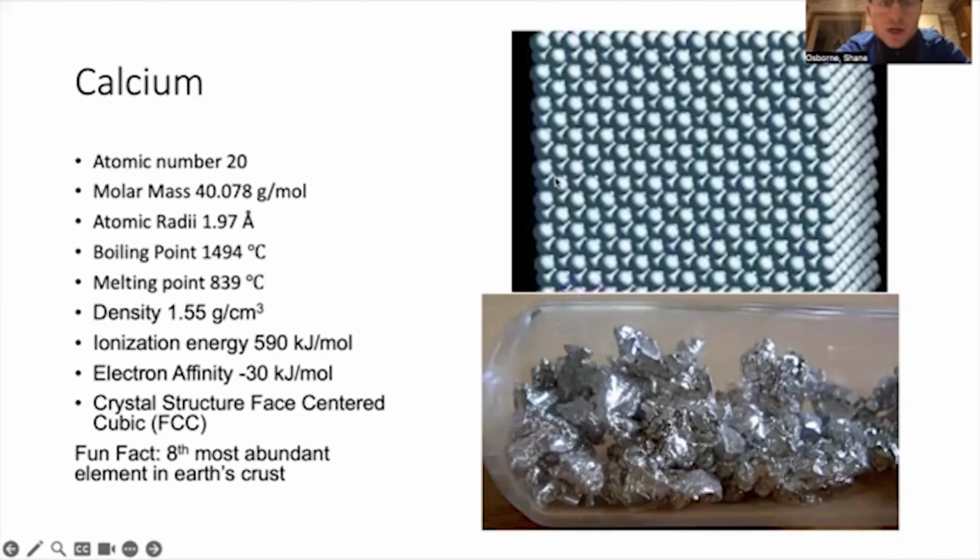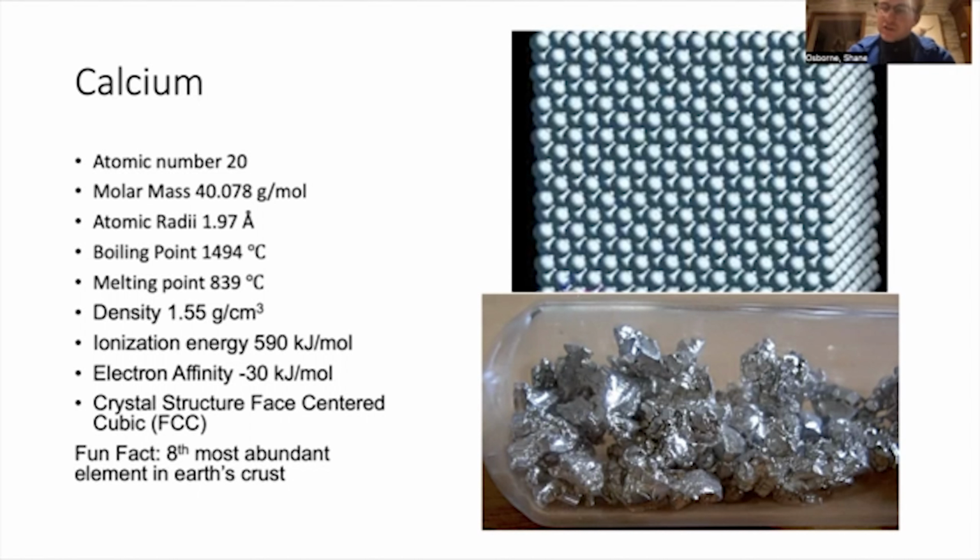Next element we're going to talk about is calcium, one rung lower on our alkaline earth metal ladder. It has an atomic number of 20. The molar mass is 40.078 grams per mole. The atomic radius is 1.97 angstroms. The boiling point is 1,494 degrees Celsius. The melting point is 839 degrees Celsius. And its density is 1.55 grams per centimeter cubed.